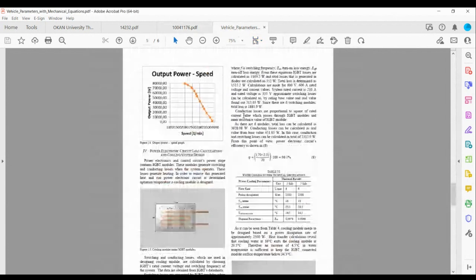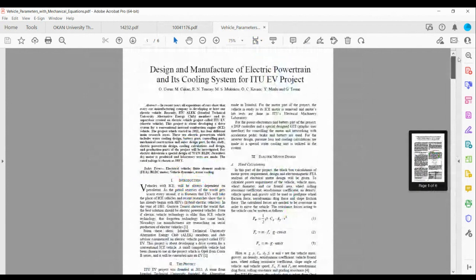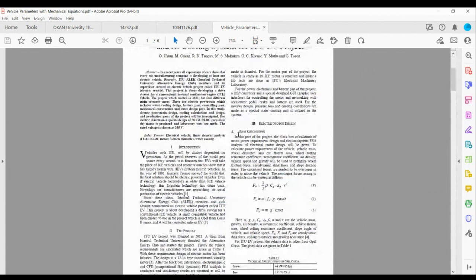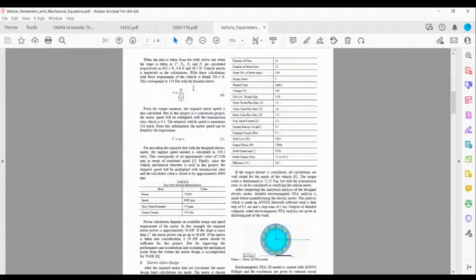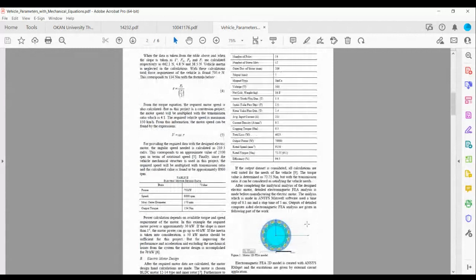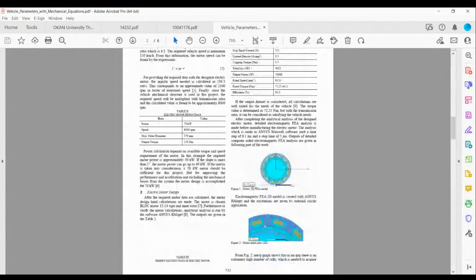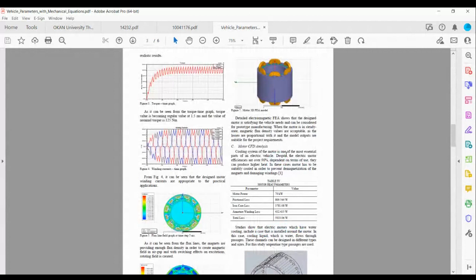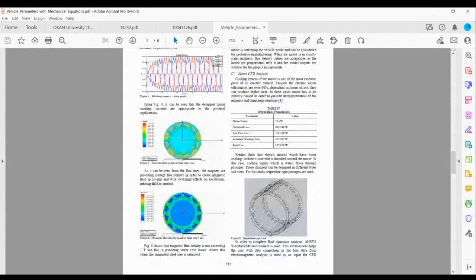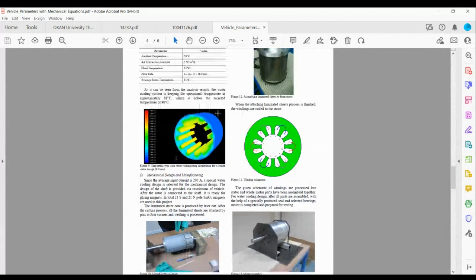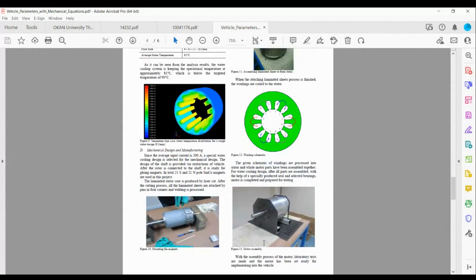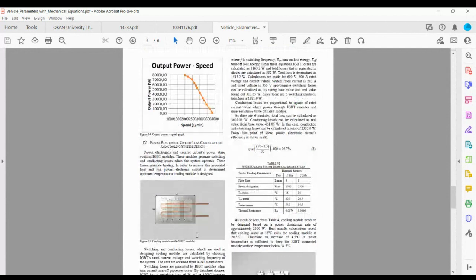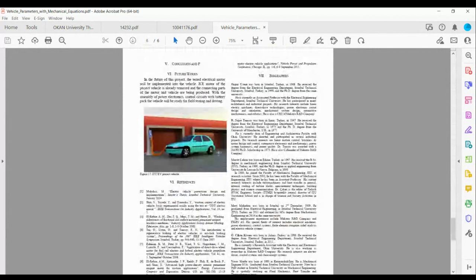In the next one, our paper: classical design and manufacture of electric powertrain. What's the aim of this project? We are designing an electric motor. Firstly, we start with the power needs, and then we continue with the electric machine design as finite element analysis, result, electric machine, cooling system, and then magnet mounting, motor assembly, power electronic section, cooling, IGBT, etc.